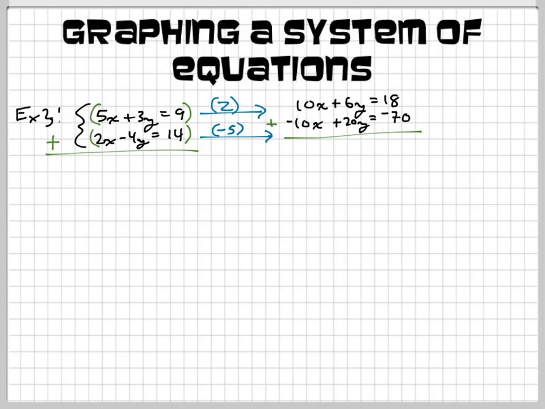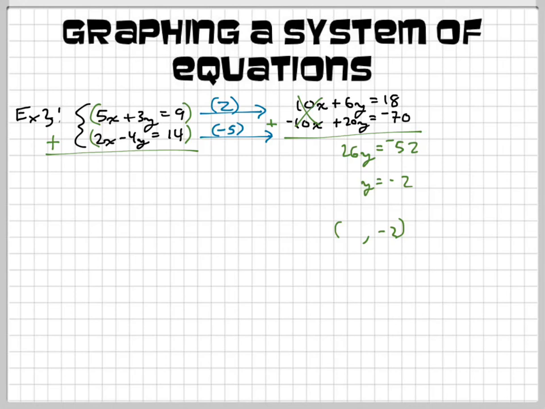So the x's get eliminated. So let's see. I add those together. Those equal 0. I get 26 y's, and on the right side, that's going to be negative 52. Oh, perfect. Isn't that negative 2? Yes. For sure. All right, so negative 2 is my y. Let's just find our x, and we're done.